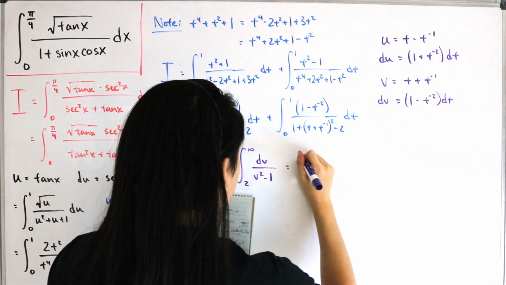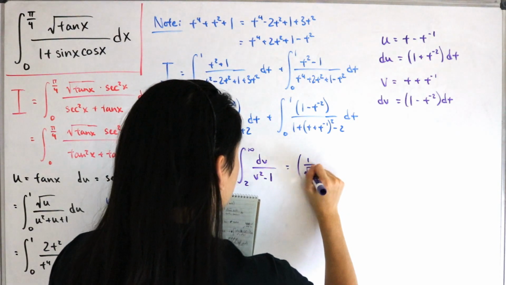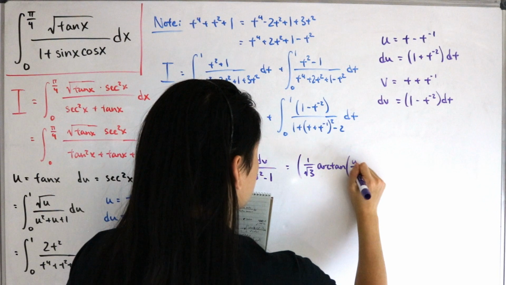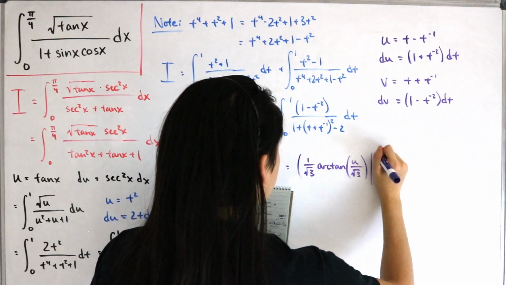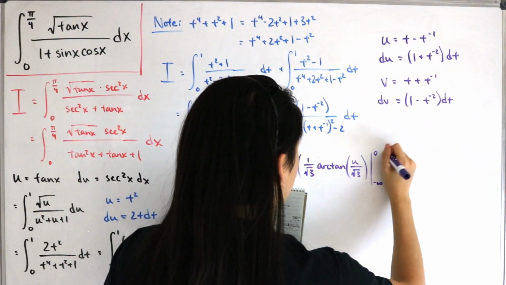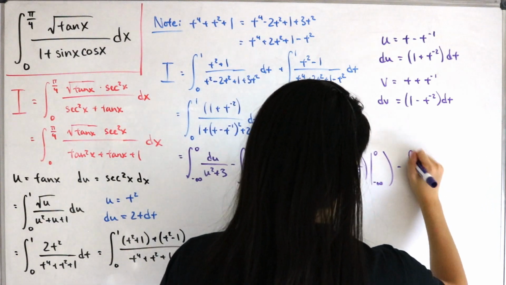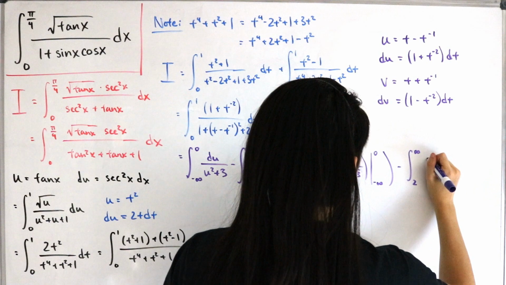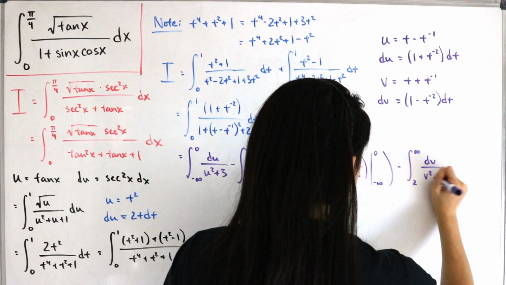That's going to be written as 1 divided by the square root of 3 multiplied with arctan of u divided by the square root of 3, and then evaluate your bounds from negative infinity to 0. And then next, we're going to leave that as a standalone integral from 2 to infinity of dv divided by v squared minus 1.